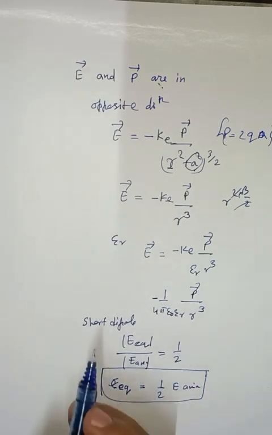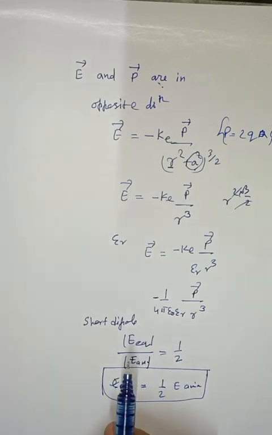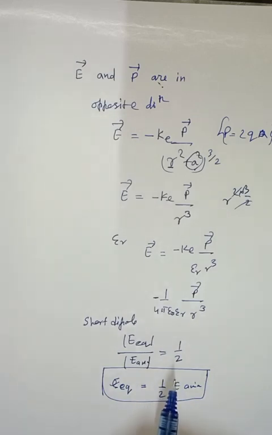This was all about electric field intensity on the equatorial line of an electric dipole. Later we will discuss electric field intensity for the axial line of a dipole.